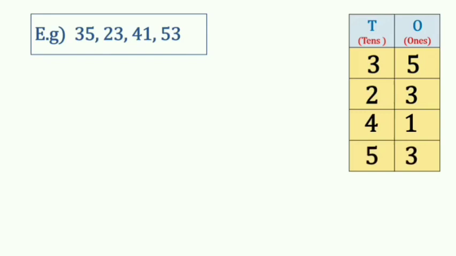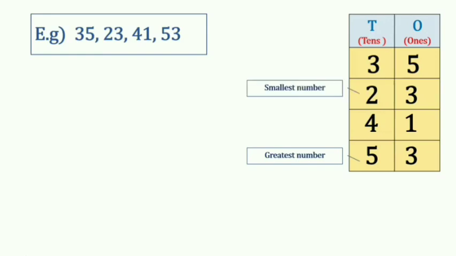Children, now let's find out the greatest and smallest number first. For that, we have to observe the tens place, and here you can see the tens place digit of each number. As we know, number 5 is the greatest number at tens place. And hence we can say number 53 is the greatest number, whereas number 2 is the smallest number at tens place. So we can say number 23 is the smallest number.